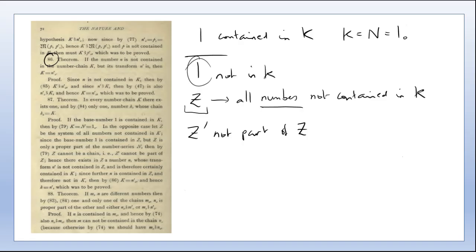Z primed cannot be part of Z, hence there exists in Z a number n whose transform n primed is not contained in Z, and is therefore certainly contained in K. Remember that Z is the system of all numbers not contained in K. So if we find a number n which is part of Z, but when we apply the transform to n we get n primed, which is not a part of Z, then n primed must be in K. So n primed is certainly contained in K.